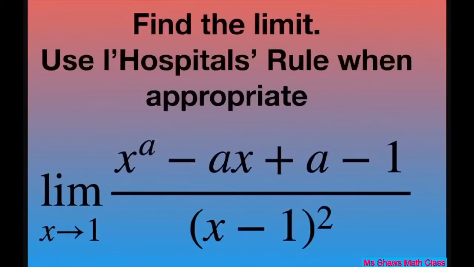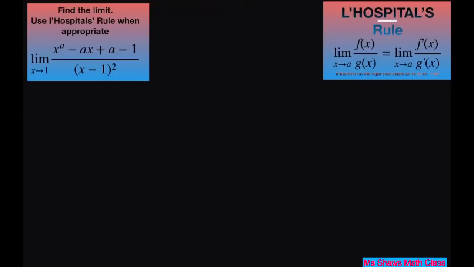Everyone, we're going to find the limit using L'Hopital's rule. We have the limit as x approaches 1 of x to the power of a minus ax plus a minus 1, all divided by x minus 1 squared. So let's see what form we have.